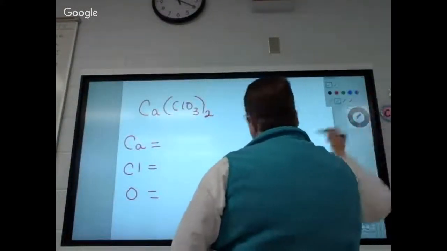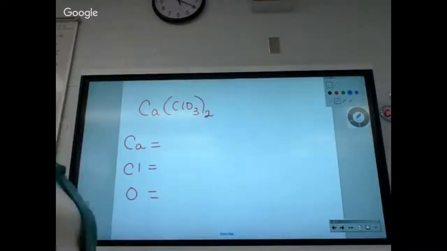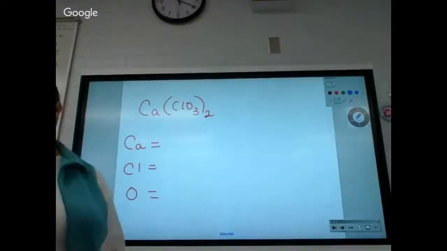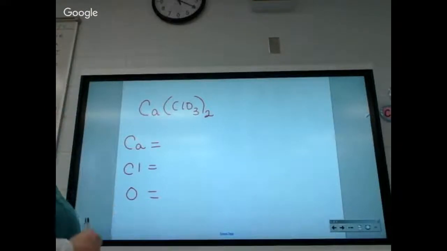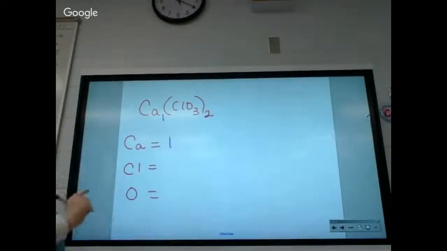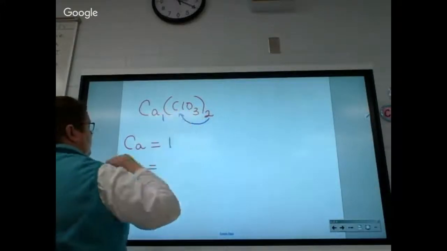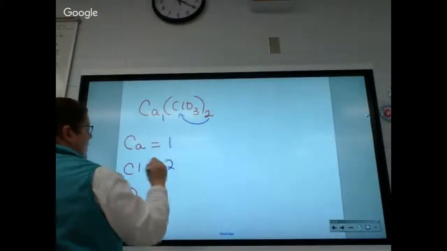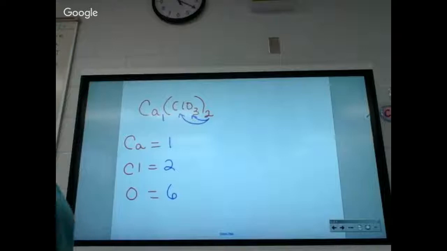Okay, let's go back to some basic math. This 2 is distributing to what? The parentheses. Is the Ca in the parentheses? No. So the Ca is only going to have 1. The 2 is only going to distribute to what's in the parentheses. So the 2 goes to the Cl. And then the 2 goes to the oxygen, which will give you 6. Okay? So that's why I wanted to point out one with parentheses. That's as hard as these problems get. As long as you can do that, you're home free.